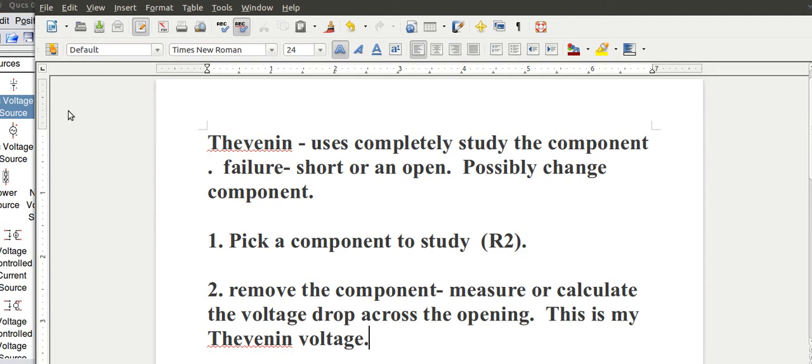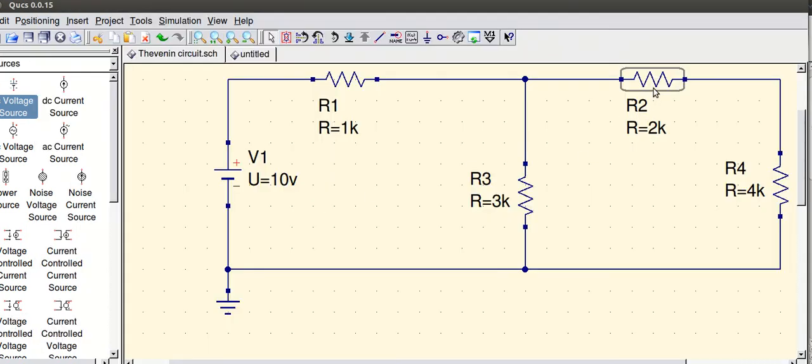So I'm going to remove a component. The way I do that is I go up here and I hit delete. Gone. Now, I've got the component open. If this was a circuit in a lab, I could simply turn things on, put a voltmeter across this opening, measure my DC voltage in this case, and that would be my Thevenin voltage.